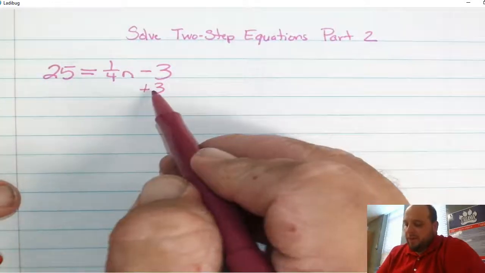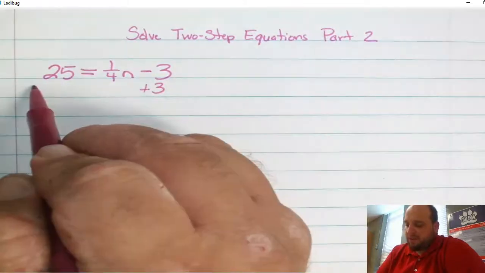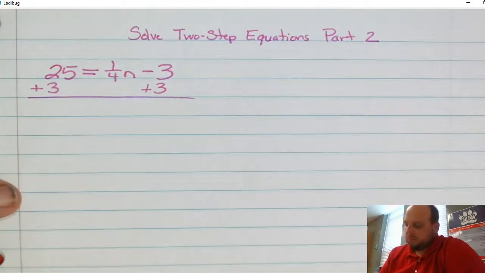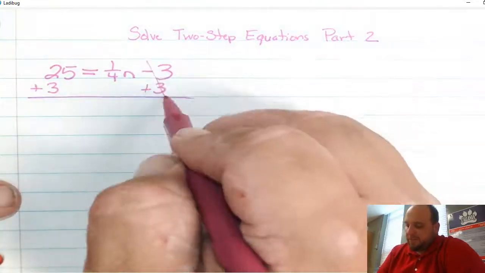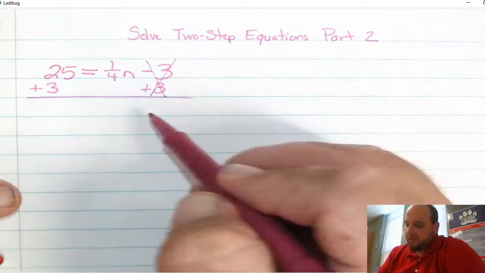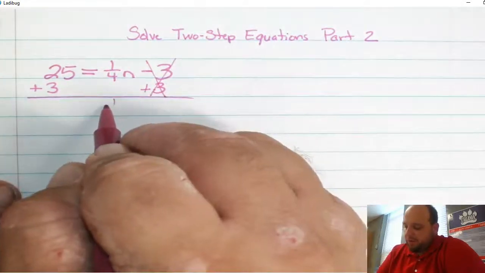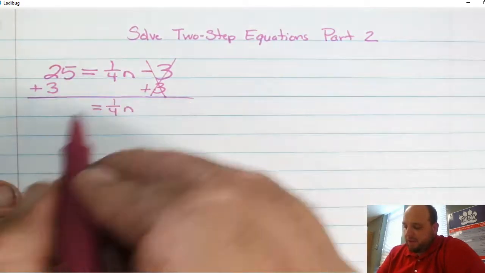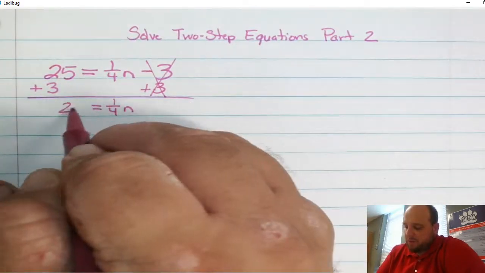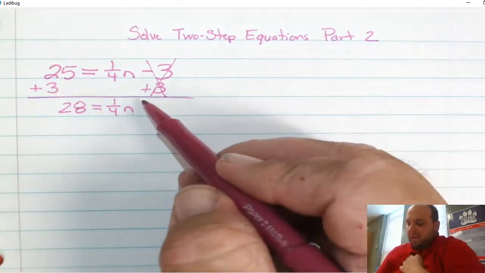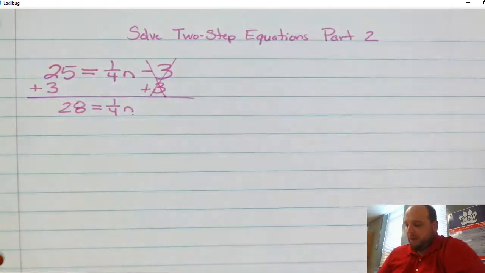But because I want to keep a balance, I'm going to do that on the other side of the equal sign. So I'm going to do a plus 3 over here on that side of the equal sign. These are opposites, so they cancel out because negative 3, or minus 3, plus 3 equals 0. Over here, I'm going to end up with 1/4 n. Over here, I'm going to take 25 plus 3, which gives me 28. I still do not know what n is equal to because I have a 1/4 with it, okay?